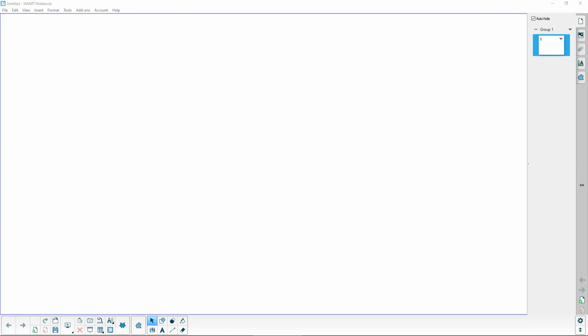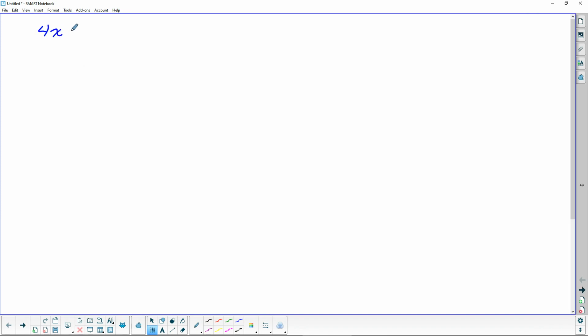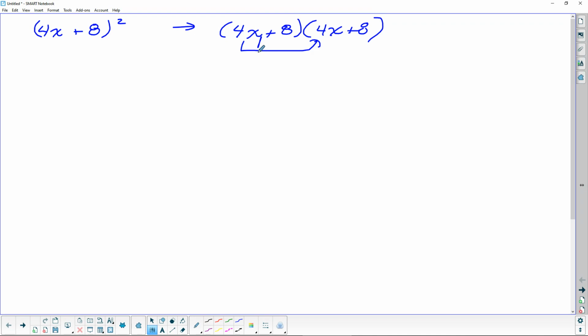So the first type that we have, you might have the type of a square. So they might have something like 4x plus 8 squared. So what this means is that it's multiplied by itself. And then we just FOIL this like this.